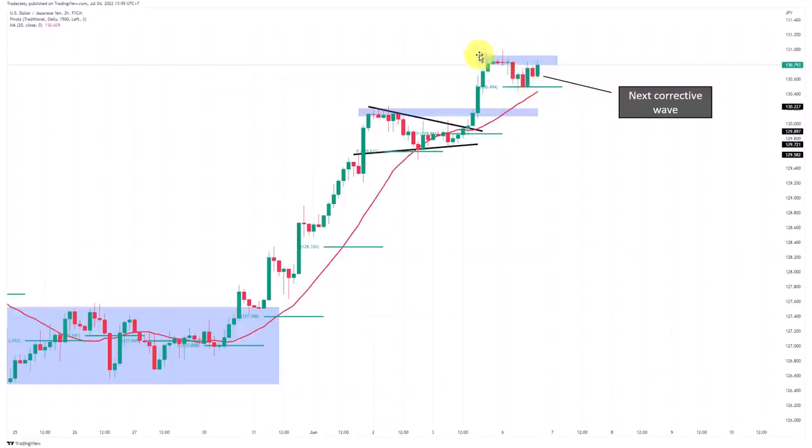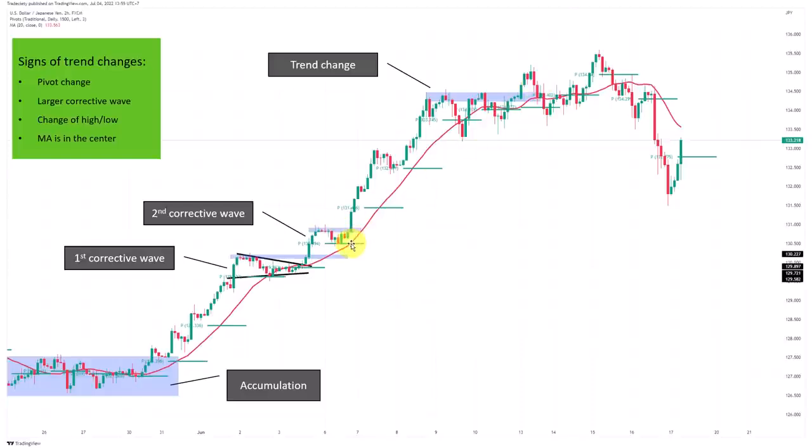That's totally normal and we have to keep observing this corrective phase to evaluate, is the bullishness going to continue or do we see more signs of bearishness? This was the second corrective phase. The market retested the pivot. It didn't break the moving average at all. We had the breakout here and then the market moved into the next impulsive phase.